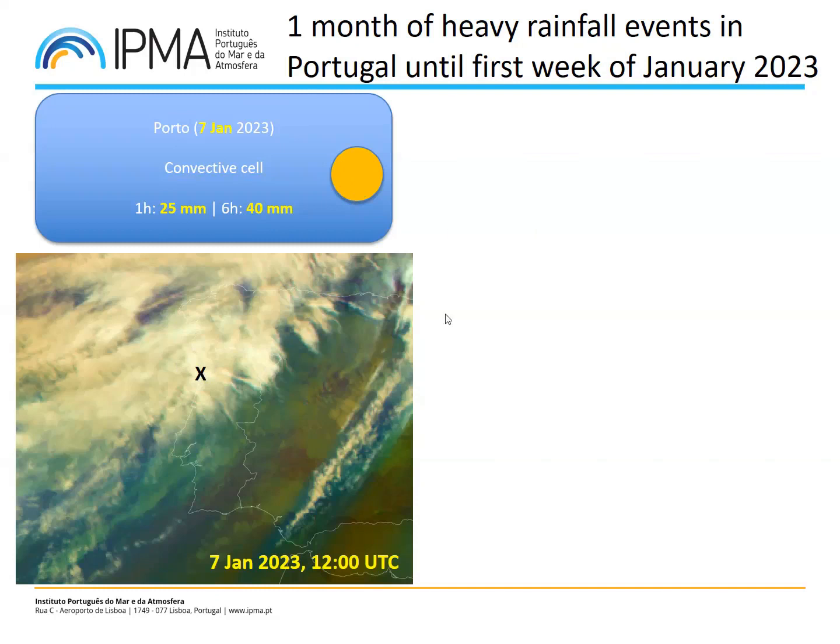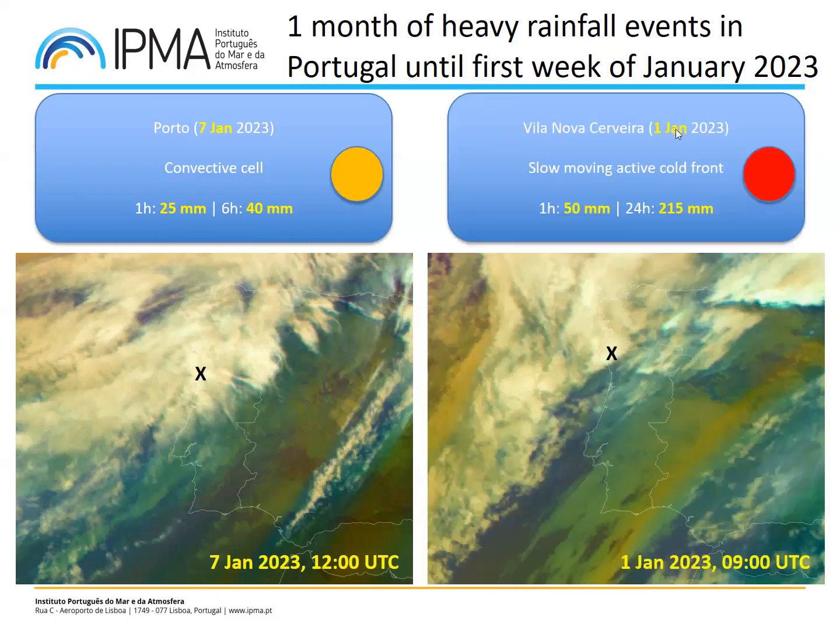Going back a little more, in the first days of January, in the north, it's Vila Nova de Cerveira. It's here in the north, close to the border with Spain. There was a slow-moving active cold front, and there was a precipitation amount of 50 millimeters in 1 hour there. And in 24 hours, it exceeded the 200 millimeter value. So it was clearly a red in terms of observation. And it was also a very problematic situation. There is a village that was really devastated with this situation here.